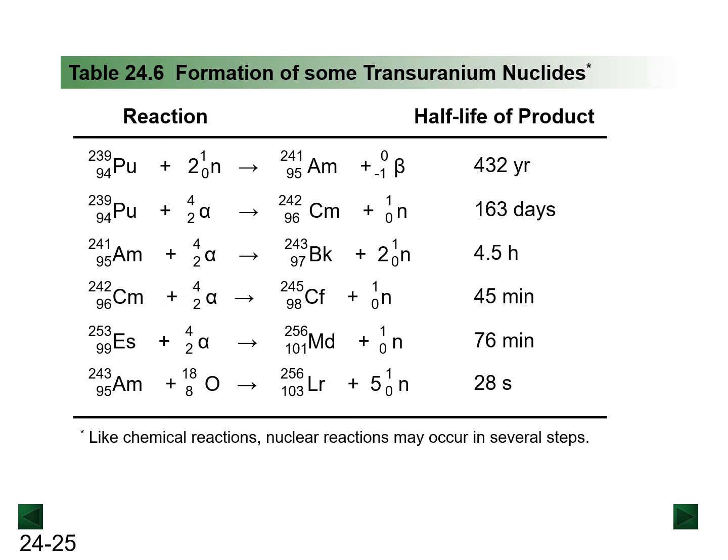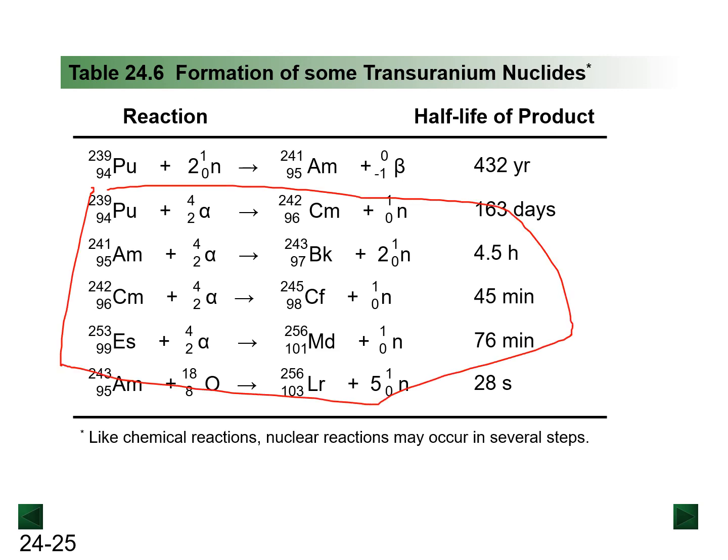Transuranium elements are elements that have atomic number 93 and above, and here are some reactions that were used to form several of these elements.